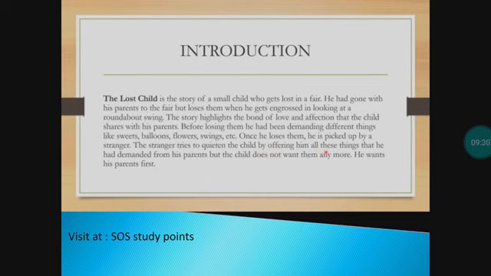The story highlights the bond of love and affection that the child shares with his parents. Before losing them, he had been demanding different things like sweets, balloons, flowers, swings, etc. Once he loses them, he is picked up by a stranger. The stranger tries to quieten the child by offering him all these things that he had demanded from his parents, but the child does not want them anymore. He wants his parents first.